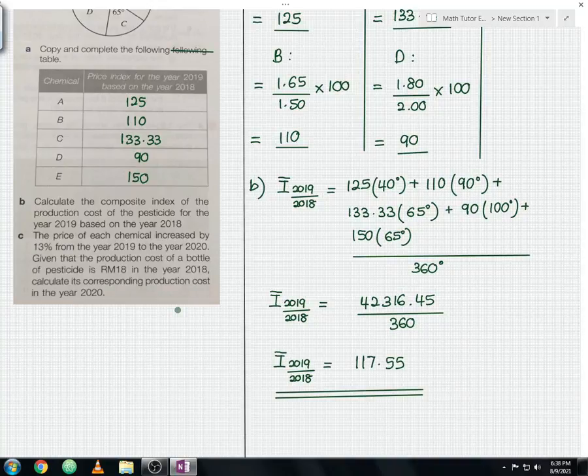For question part C, the first step is to find the composite index for the year 2020 based on the year 2019, as they mentioned that the price of each chemical increased by 13% from the year 2019 to the year 2020. The good news is all your price indices from chemical A up to chemical E will be exactly the same, since you have the same increase, which is 13%, from 2019 to 2020 throughout all the chemicals.